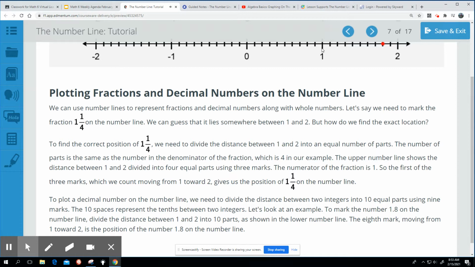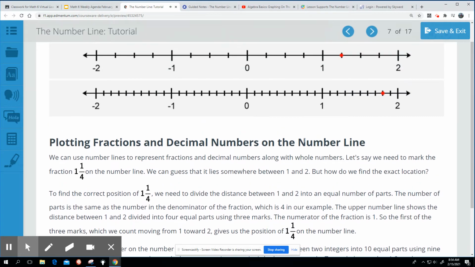To plot a decimal number on the number line, we need to divide the distance between 2 integers into 10 equal parts using 9 marks. The 10 spaces represent the tenths between 2 integers. Let's look at an example. To mark the number 1.8 on the number line, divide the distance between 1 and 2 into 10 parts, as shown in the lower number line. The 8th mark, moving from 1 toward 2, is the position of the number 1.8 on the number line.